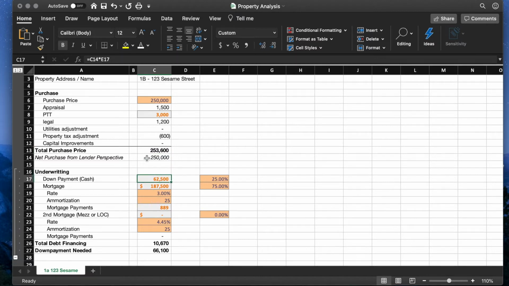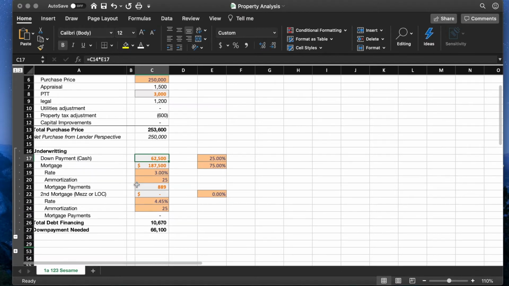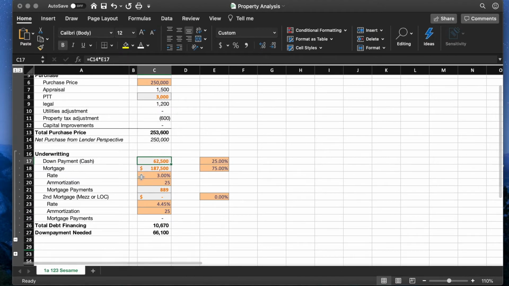So the first thing I identify is, of my purchase, how much am I going to be paying as a down payment, and that would likely take the form of cash. I have a calculator here that identifies a percentage and then applies that as my down payment. So if I bump that up to 35%, it goes up. If I go down to 25%, it goes down.